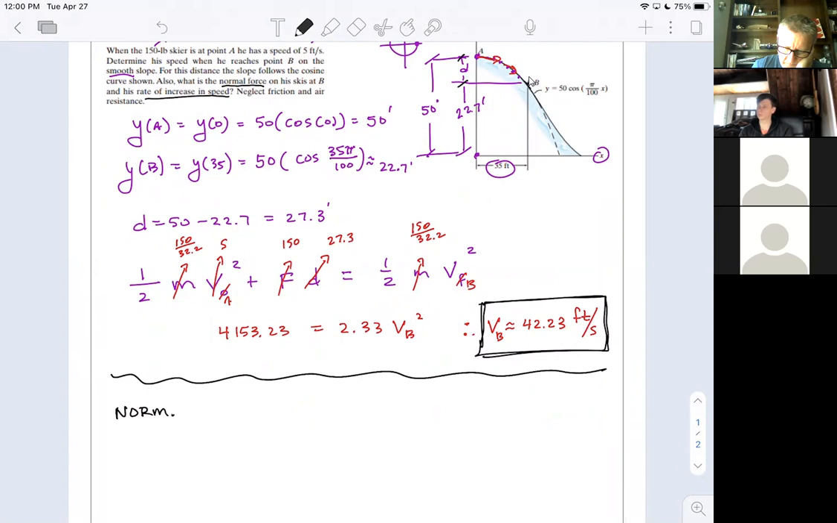The force of the ground pushing back up. That's the force of the ground pushing back up on us. That's kind of the normal force, in other words. It's the ground pushing on us.